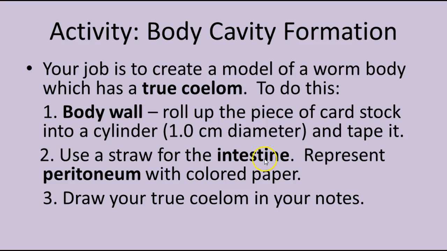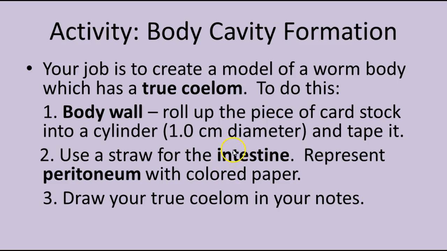In class, we did a demonstration and we took a large milkshake straw, we wrapped it in tissue paper, and then finally wrapped that in an index card. That represented the three tissue layers, the index card being an ectoderm, the tissue layer being a mesoderm, and the endoderm being represented by the straw.